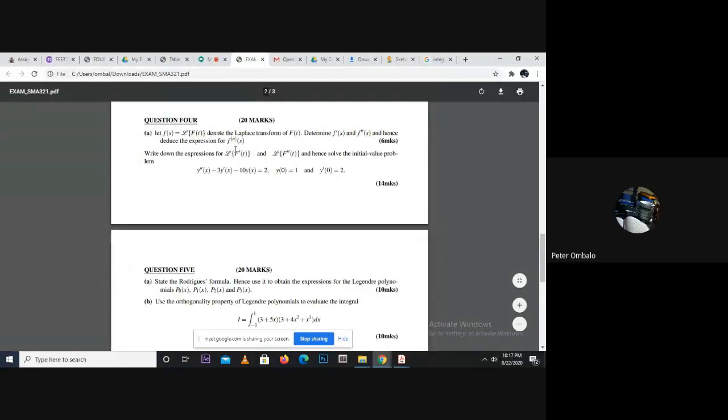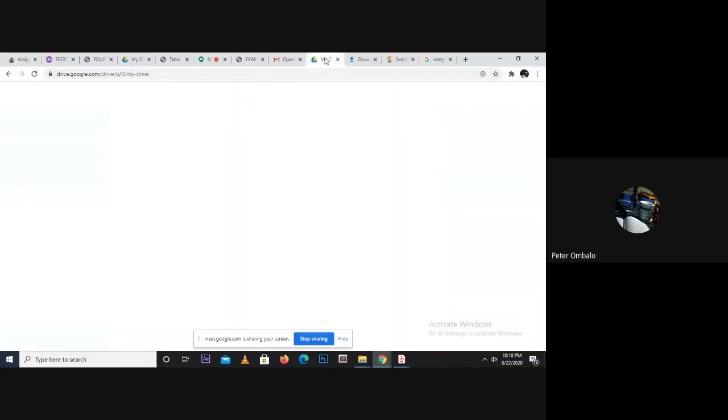Question: Let F of s be equal to the Laplace transform of f of t. Determine the first derivative of the Laplace transform and the second derivative of the Laplace transform, and hence deduce the expression for the nth derivative of the Laplace transform. Right, so we'll do this first part and then we'll come back and do the second part later. Yeah, so let's see.